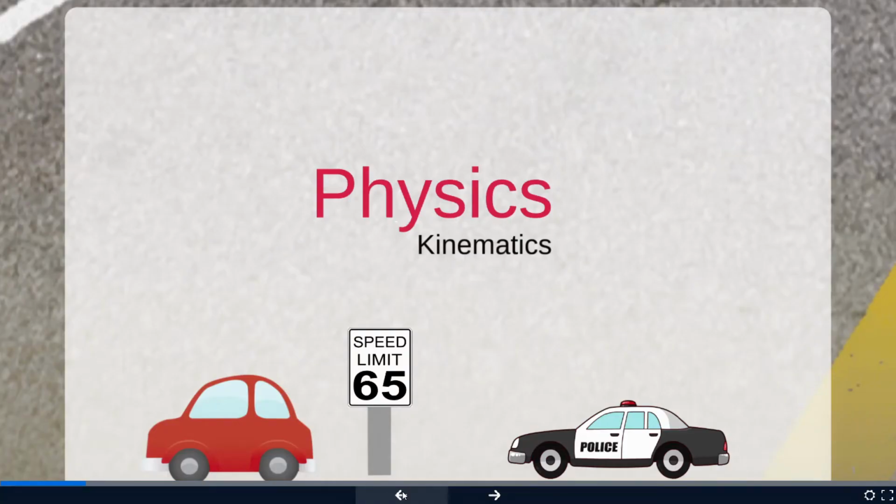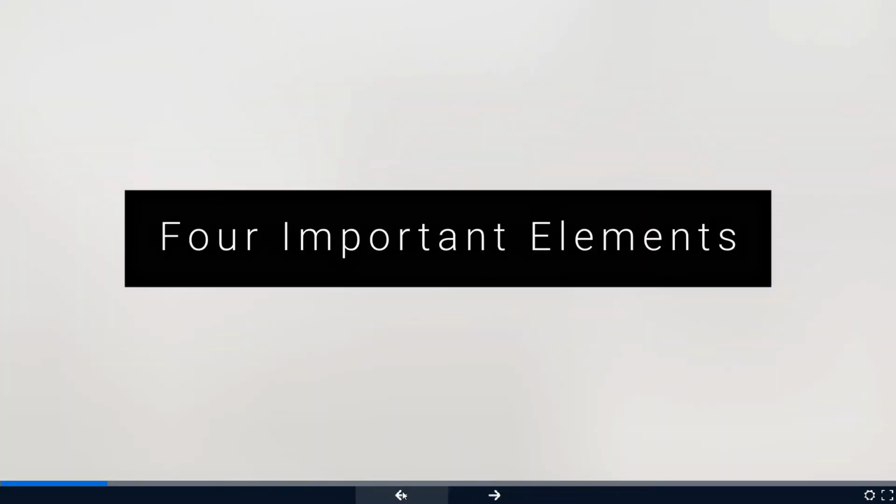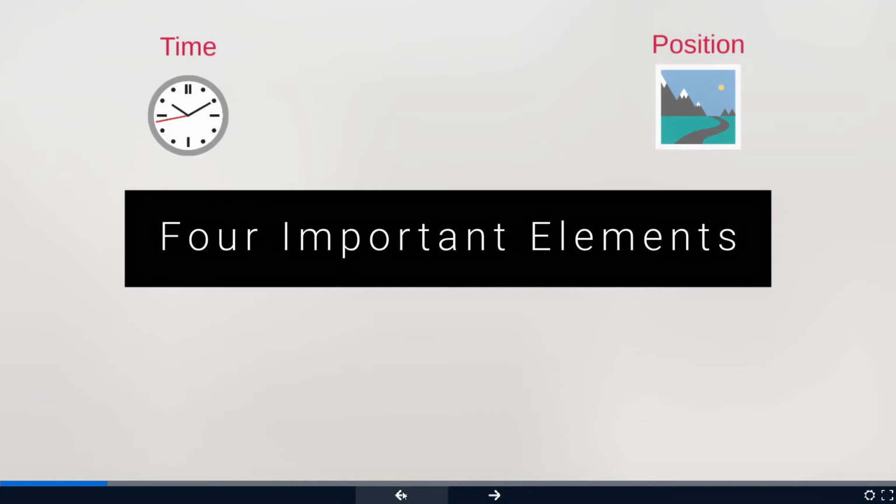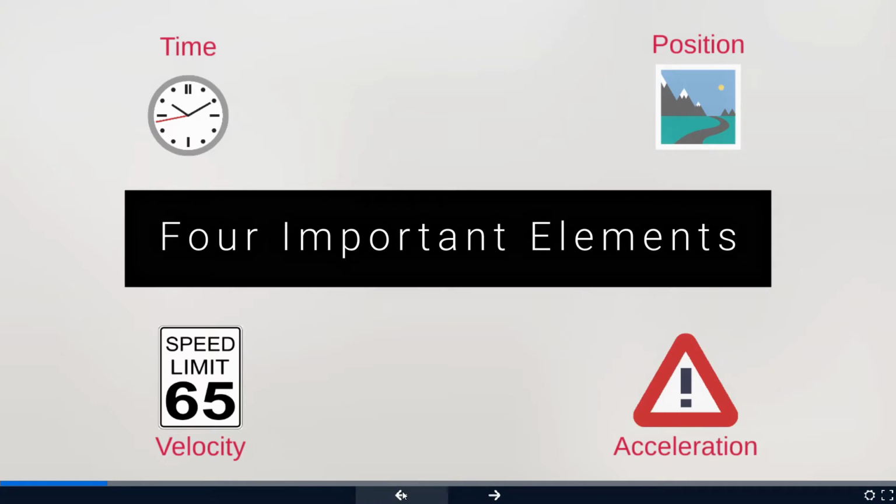When we talk about motion, we will talk about four important elements. The first one is time, the second one is position, the third one is velocity or speed, and the last one is acceleration. Okay, so in 8th grade, we'll only talk about linear motion.